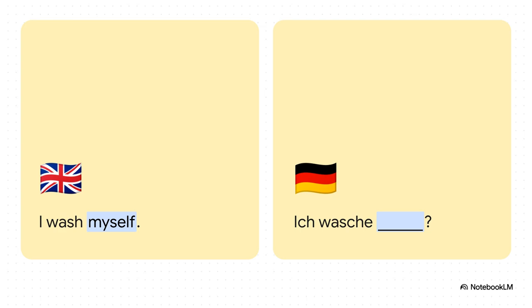Okay, so let's put this into practice. If we know that I wash in German is ich wasche, what on earth do we put in that blank to show the action is bouncing back? German doesn't really have a single word for myself. Instead, it uses a system that's honestly way more elegant.